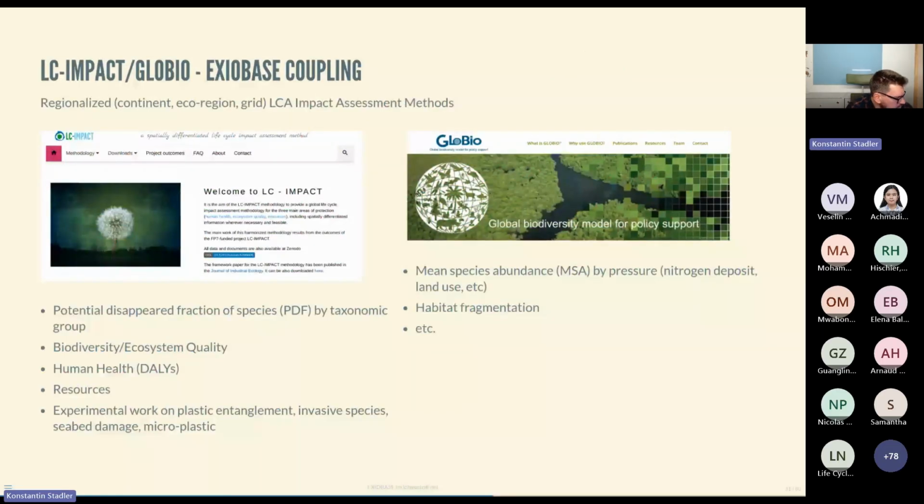This was the coupling with GLAM. We are now working also on coupling Exiobase with LCA Impact and GloBio. And this will happen through LCA Impact 2.0, which is currently under development, which will then also include the mean species abundance indicators from GloBio.